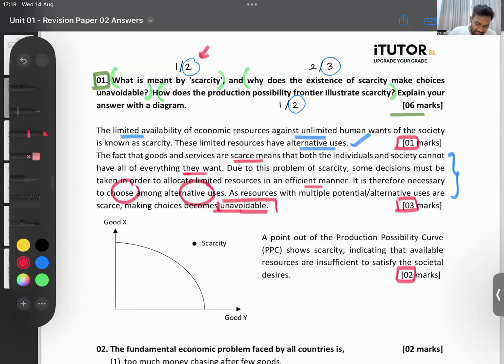Then the next part of that question is how to show that on a PPC. So how do you show that on a PPC? I'm giving you 2 marks here.